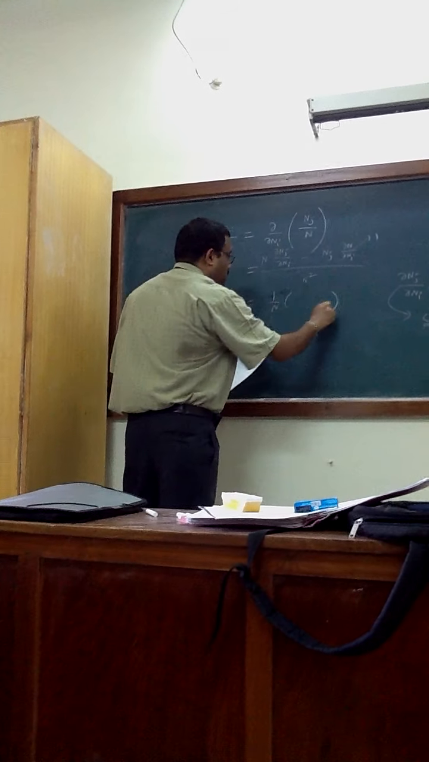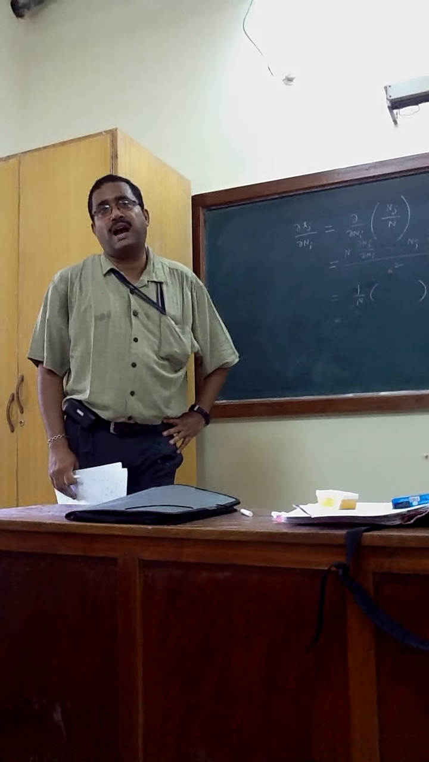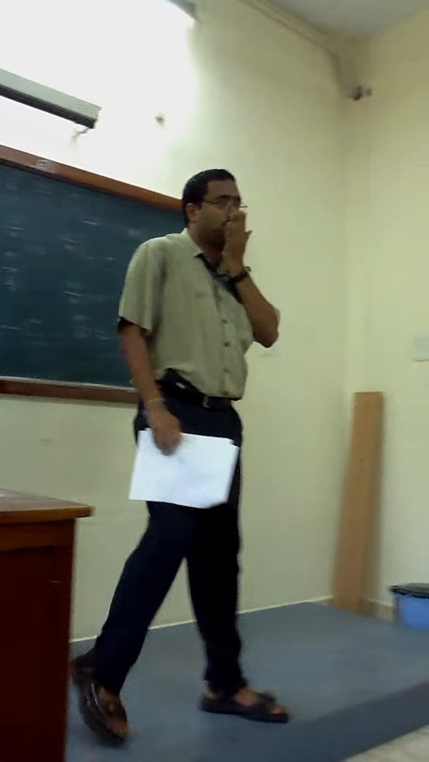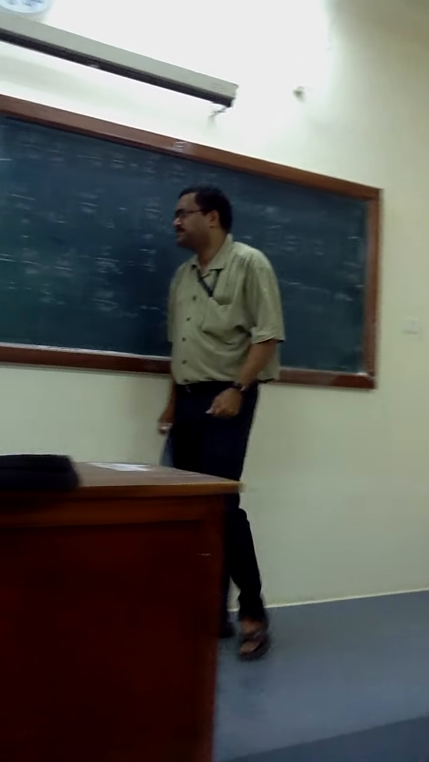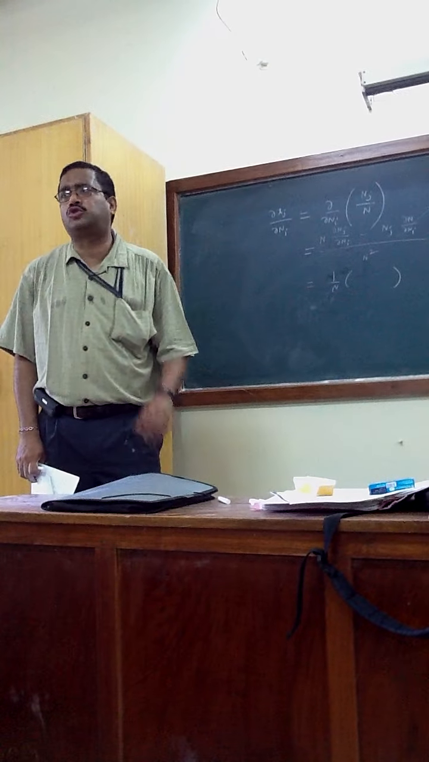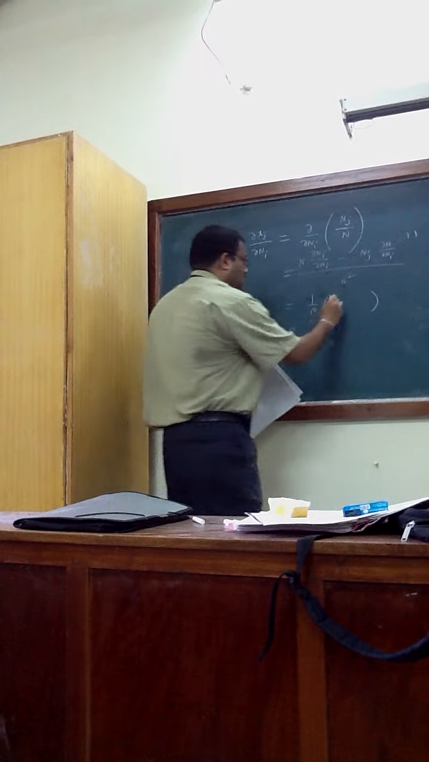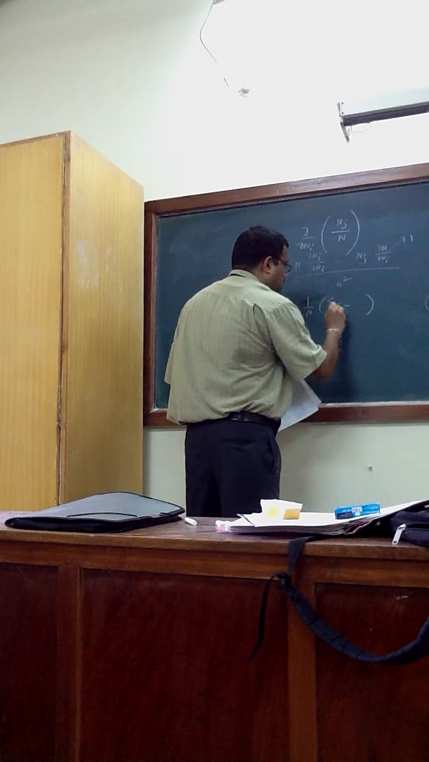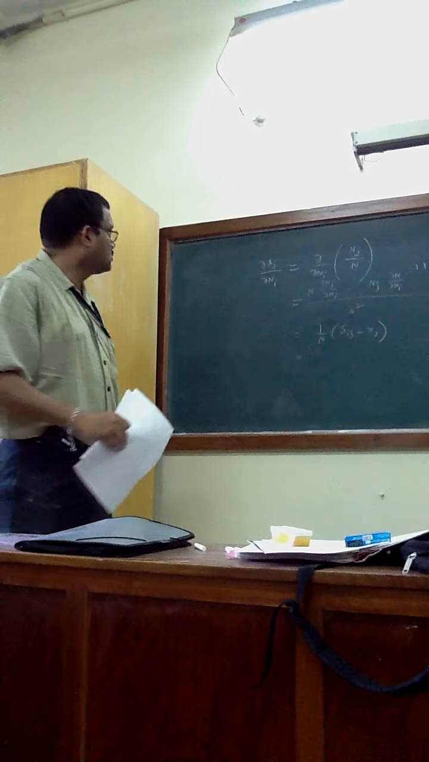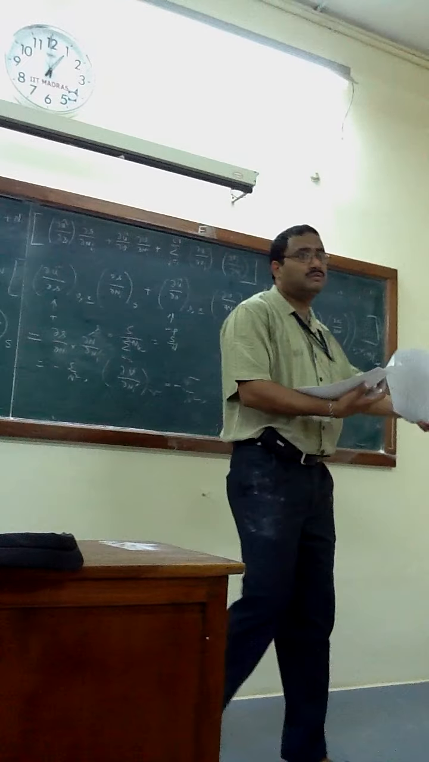1 by n, bracketed term, fill in the blanks: delta ij minus xj, not x, xj, that's it. So ∂xj/∂ni is nothing but 1 by n times (delta ij minus xj). Okay.